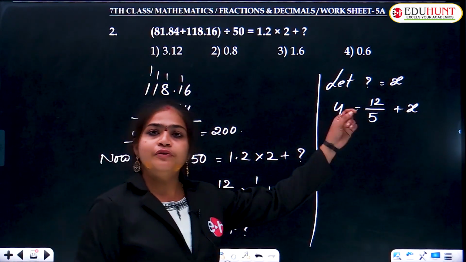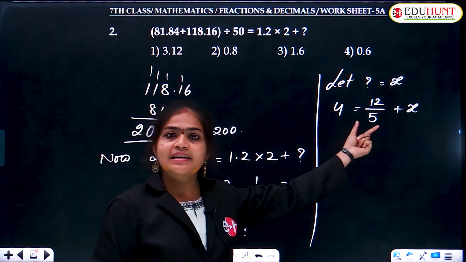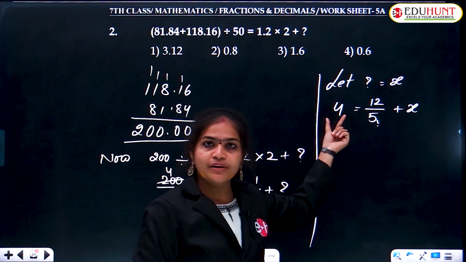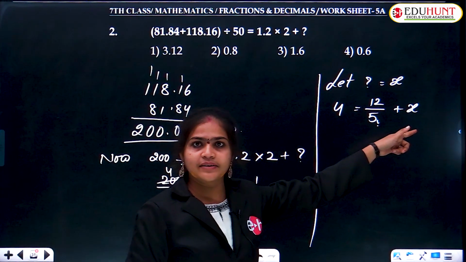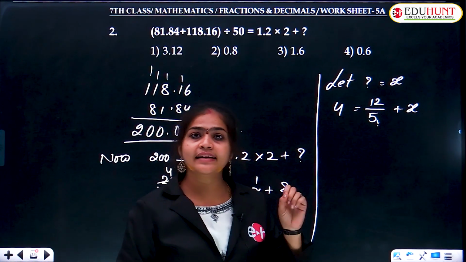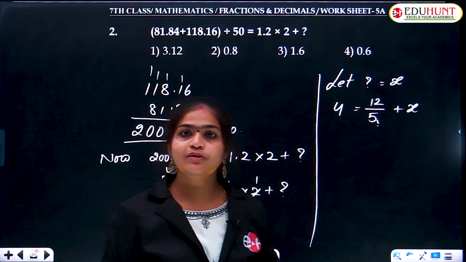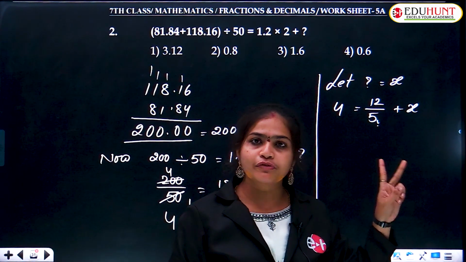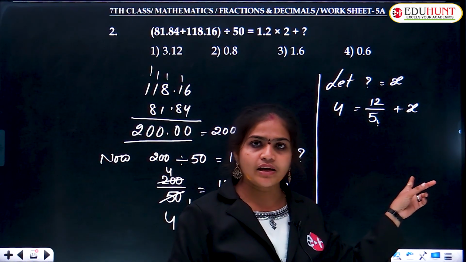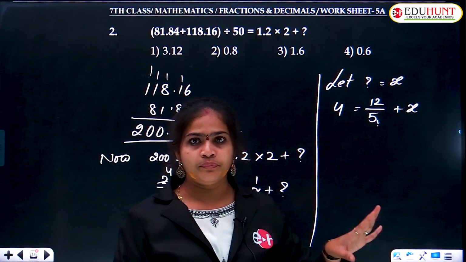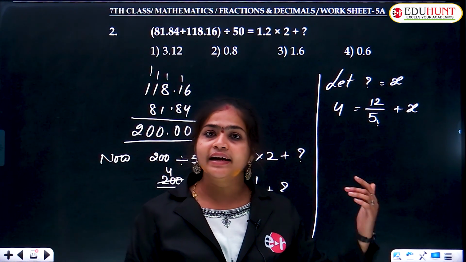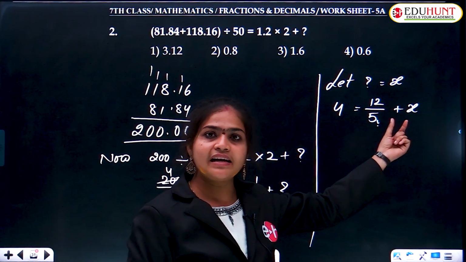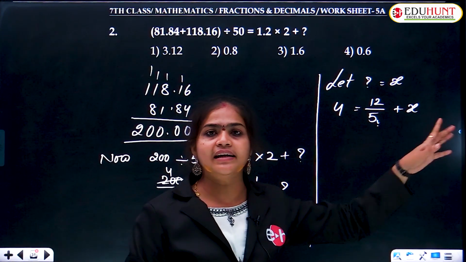We know that if you subtract one addend from the result, then you will get the second addend. This is addition only, no? In addition, the numbers we are adding, we call them addends. So here they are saying the sum of two addends is equal to 4. One of the addends is 12 by 5. What is the other number here? To find the other number, we subtract the given number from the resultant. Then you will get that answer.